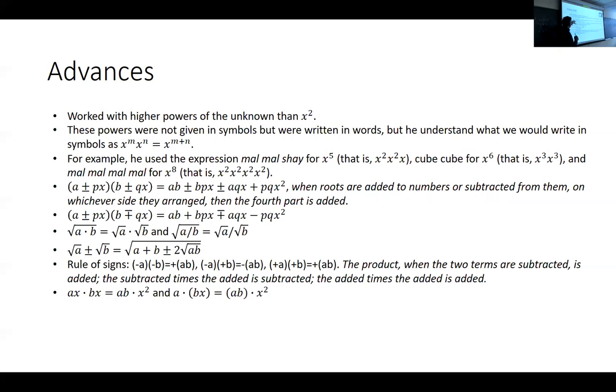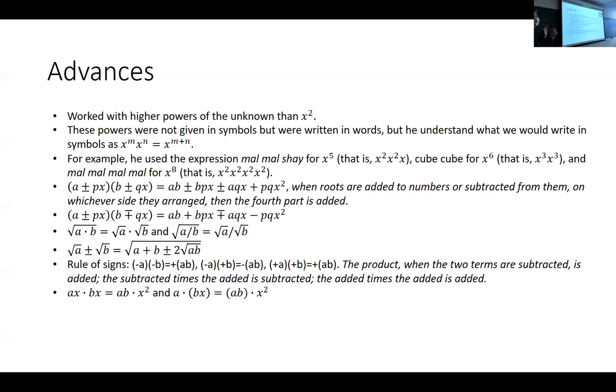And he knew that when you multiply powers, you add the exponents. He never stated anything like that as a rule, but you can tell by the expressions for what he called powers. So for x to the 5th, he called that mal shay, which is wealth thing, which is x squared times x. So he didn't call it x to the 5th, he called it x squared times x, which means he knows that you just add exponents.